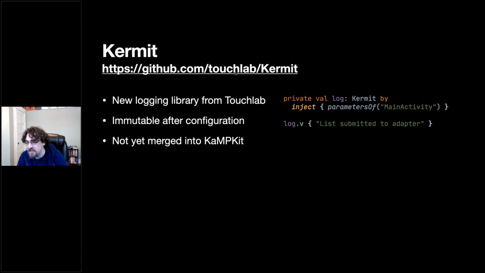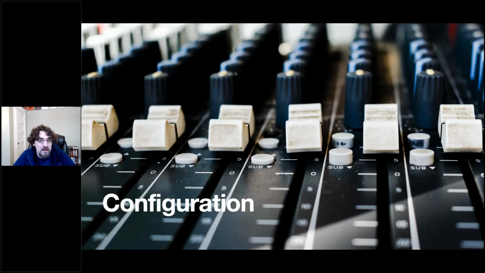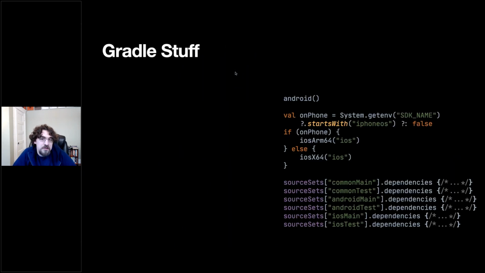So that's the libraries. I'll also talk a little bit about some other notes on configuration. There's a bunch of new Gradle things that get added when you go from Kotlin JVM to Kotlin Multiplatform. We have them all set up for you initially, but we can talk about what some of it is.